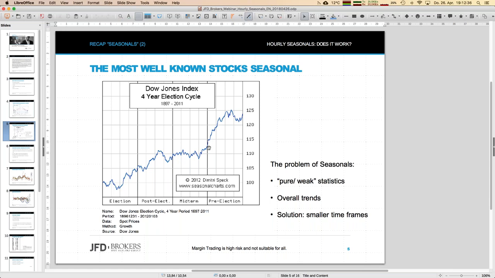That's a statement out of that kind of chart. But now let's talk about the problems with those kind of seasonals. At least I have a problem with those kind of seasonals. And my problem is that the statistics behind are in most cases really poor or weak, however you call that. Look, for example, at that picture here.